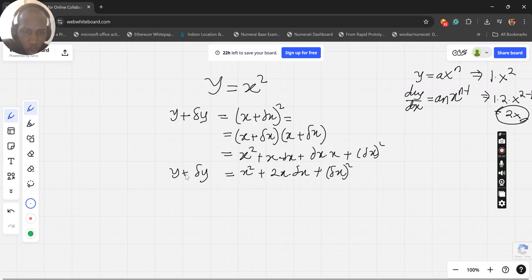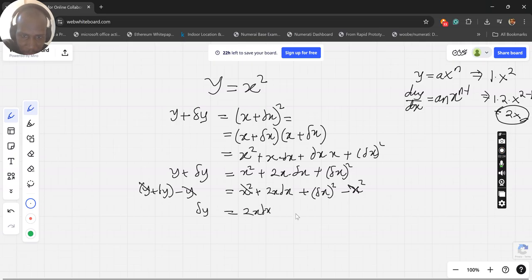But we want to subtract our y from this y plus change in y to leave us only our dy. So we have y plus dy minus our y, which will give us the values we got from the expansion of x plus dx, then minus the value of our x squared, which is y here, y equals x squared. So, of course, this cancels this out to give us our dy, and then this cancels this out to give us 2x dx plus dx squared.